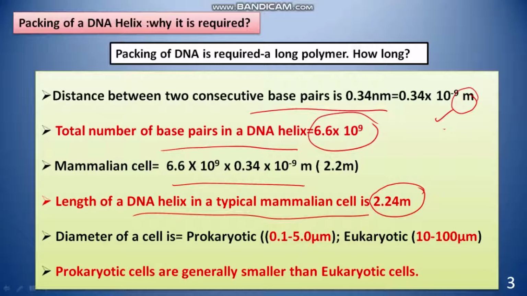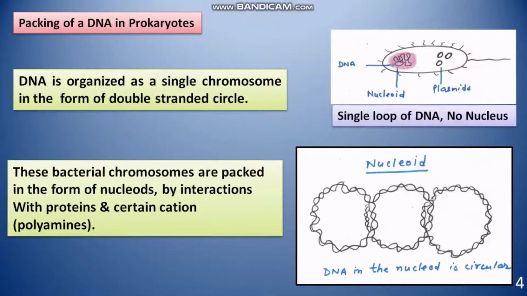So this is such a long DNA. How is it packed in a cell whose diameter is around 0.1 to 5 micrometer for prokaryotes, whereas for eukaryotes it is only 10 to 100 micrometer? How is this possible? This is only possible when the DNA goes through coiling and coiling and coiling again and again. Only then is this possible. So we are going to discuss how coiling, meaning packing of the DNA helix, is done in prokaryotes and eukaryotes. Let me explain in brief the packing of DNA in prokaryotes.